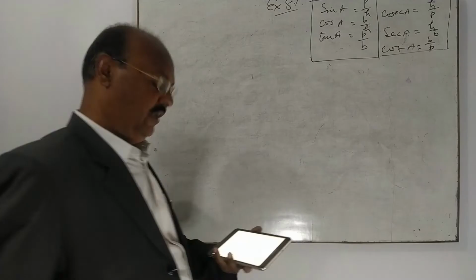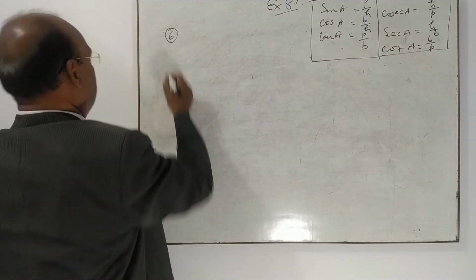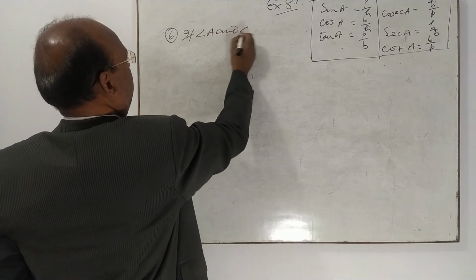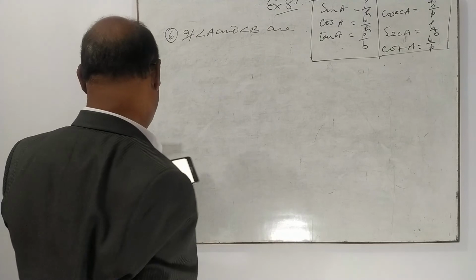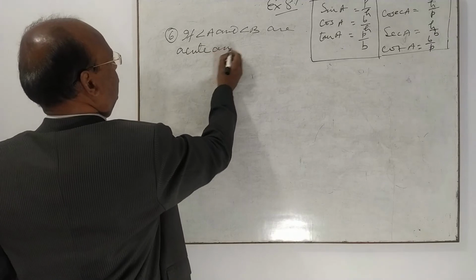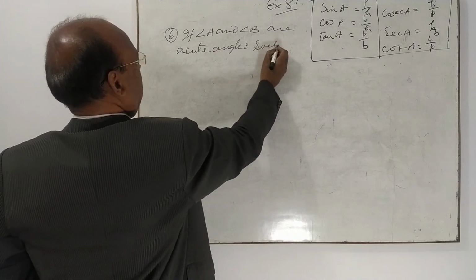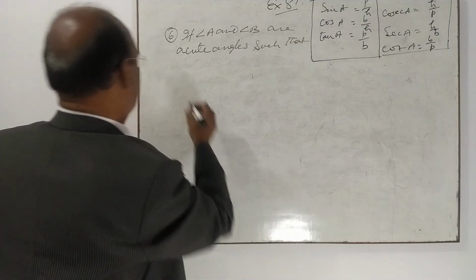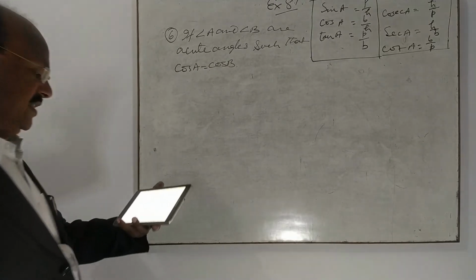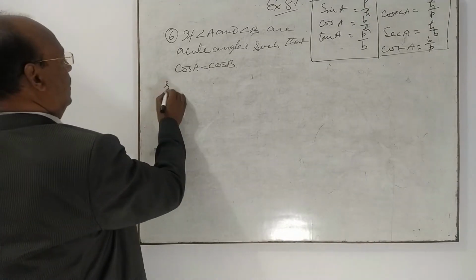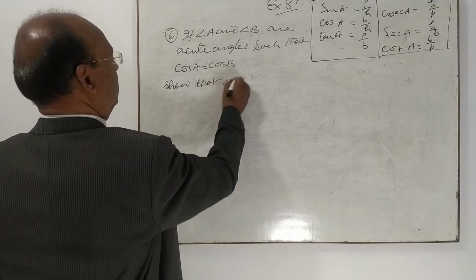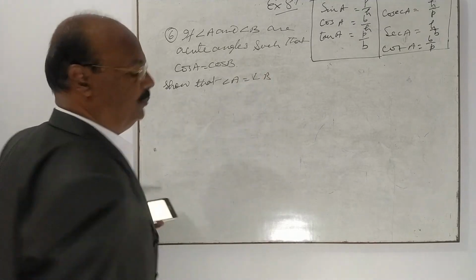Let us see the next question now. Okay, so now let us see question number 6. Here it is given that angle A and angle B are acute angles such that cos A is equal to cos B. This is mentioned here. Then we have to show that angle A is equal to angle B.